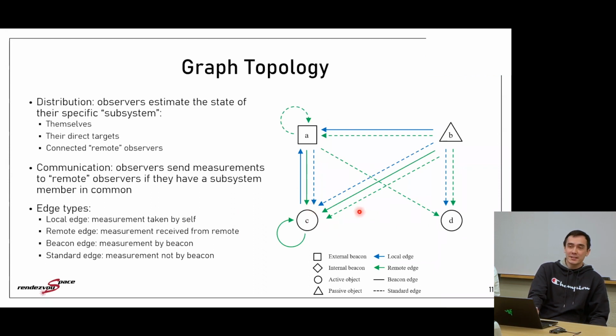And we have these different types of measurement edges in the system, which give us different types of information, depending on whether they are local or remote, or whether they are measurements taken by a beacon or not by a beacon. So we want to look at this system of edges and decide whether it is observable or not.